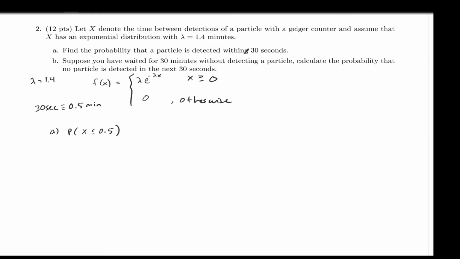And so, let's see. Yes, and we'll also go over examples with marginal PDFs. Actually, I think this should be 1 over minutes here for this lambda, just a typo. So lambda is 1.4 inverse minutes, we should say. That way the lambda makes sense. And this is going to be the integral from 0 to 0.5 of 1.4 e to the negative 1.4x dx, which is going to be negative e to the negative 1.4x from 0 to 0.5.